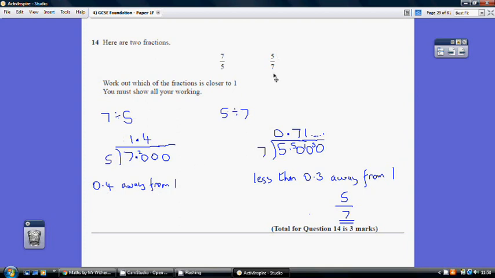Moving on, we're now going to do 5 divided by 7. So the 5 goes inside the bus shelter. 7s into 5 doesn't go, so that's 0. Carry the 5. 7s into 50 is 7 carry 1. 7s into 10 is 1 carry 3, and so on. So that's close enough for us to see which is going to be closer to 1. Now this is just a little bit less than.